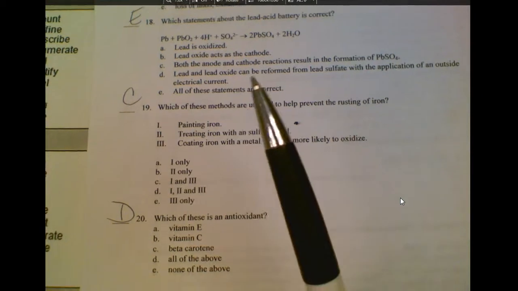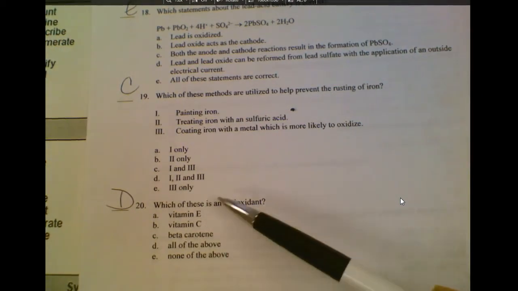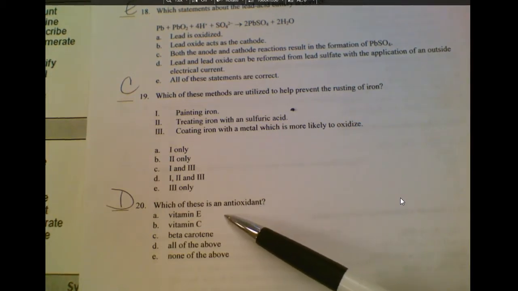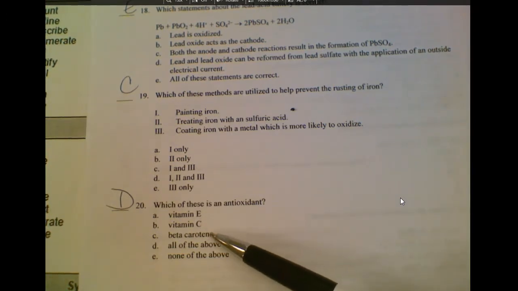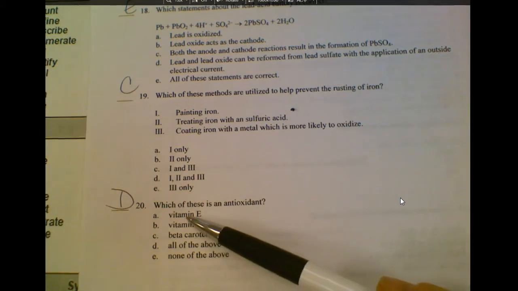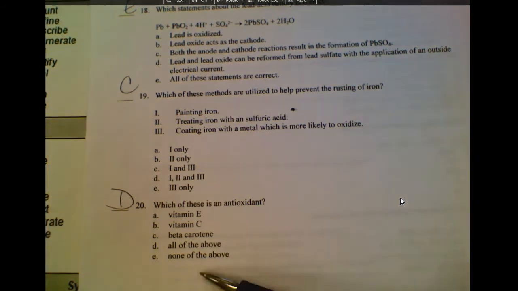Last one, which of these is an antioxidant? Okay, we talked about antioxidants trying to get rid of the free radicals, and if we look in the literature, vitamin E is an antioxidant, vitamin C, beta-carotene, those are all antioxidants, so your answer would be D, all the above. It couldn't be none of the above because E and C are both antioxidants. If you weren't sure about beta-carotene, you know E and C are because they're recommended for that. So that is the end of the review, so good luck on your 12-question quiz tomorrow.